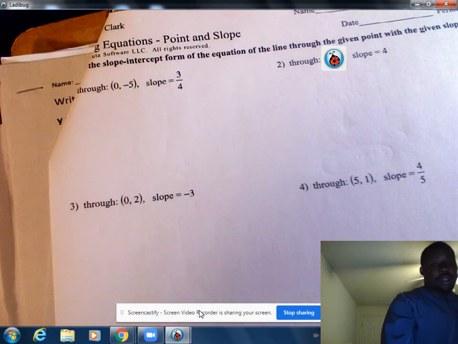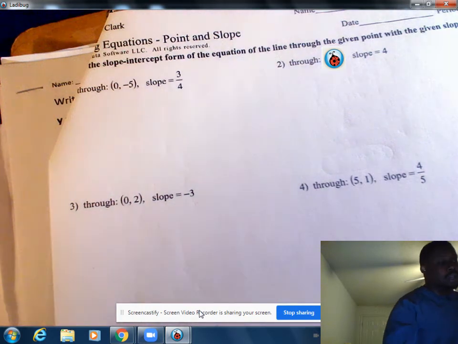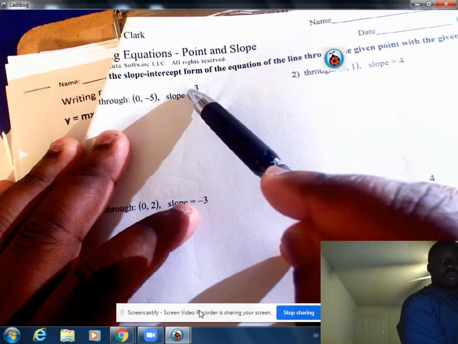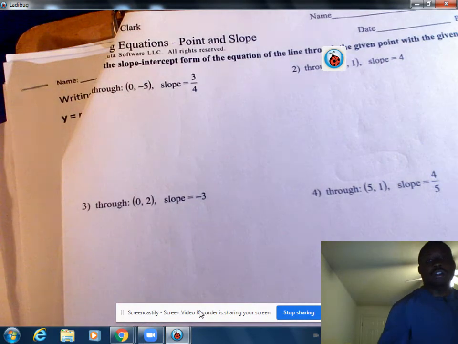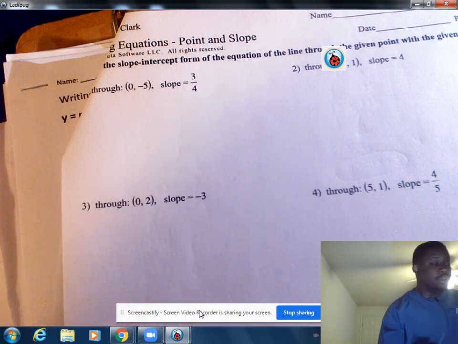So I think it was Janai that asked me yesterday during the discussion board, are we ever going to get an opportunity where you got to find an equation without being given a graph? So this is one of those examples. They give you a point, they give you the slope, and you got to figure out what is the equation of that line. All right, so here's how this is going to work.